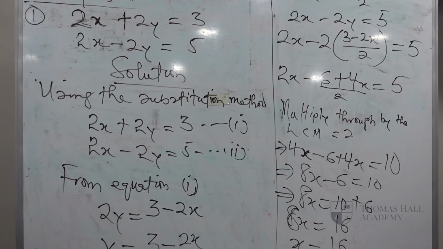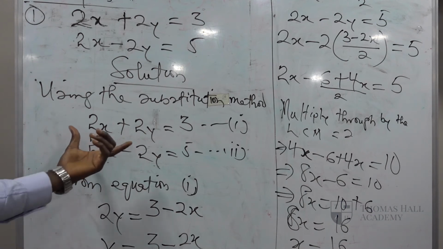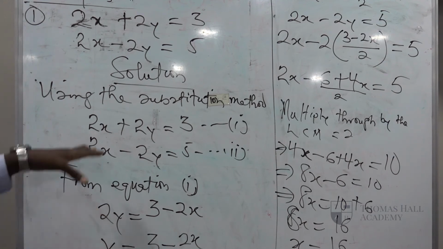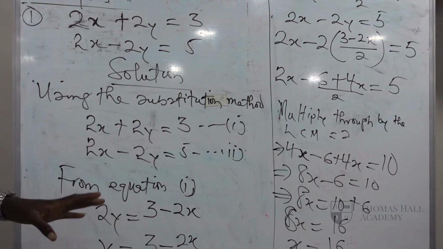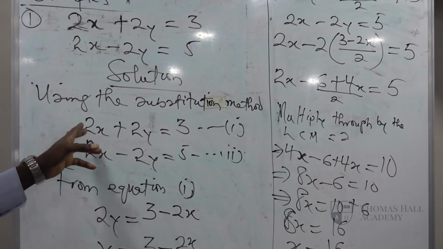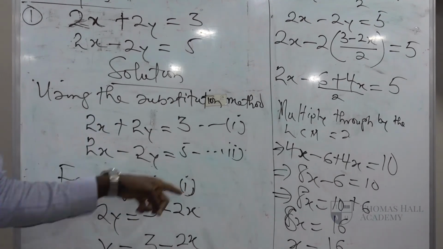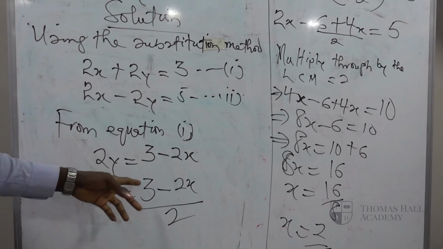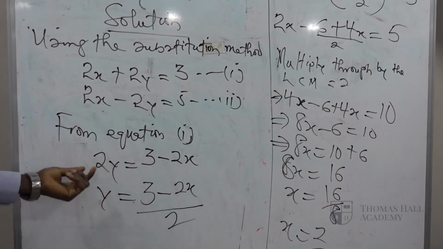Though not a specific value yet. Now in equation 1, I decided that I wanted to use equation 1. 2y, I wanted to bring y out. 2y equals to 3 minus 2x from equation 1. Then y equals to 3 minus 2x all over 2.